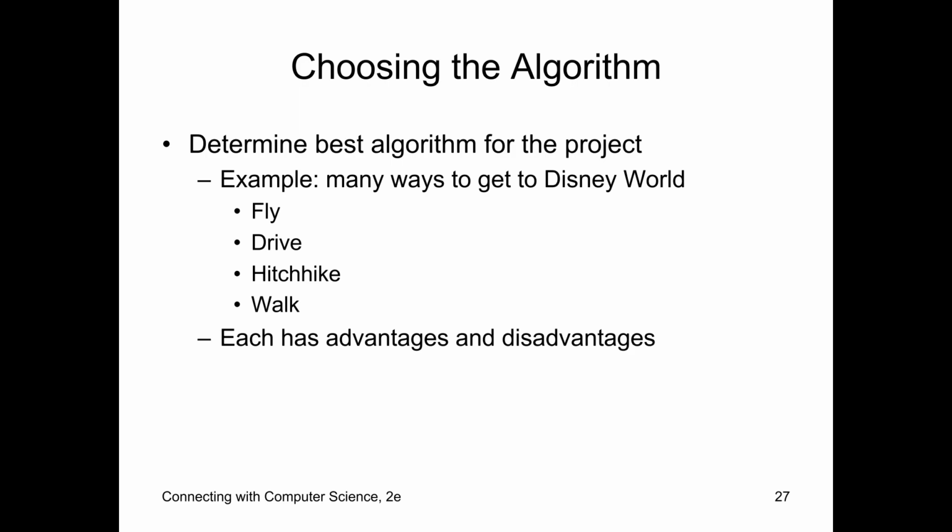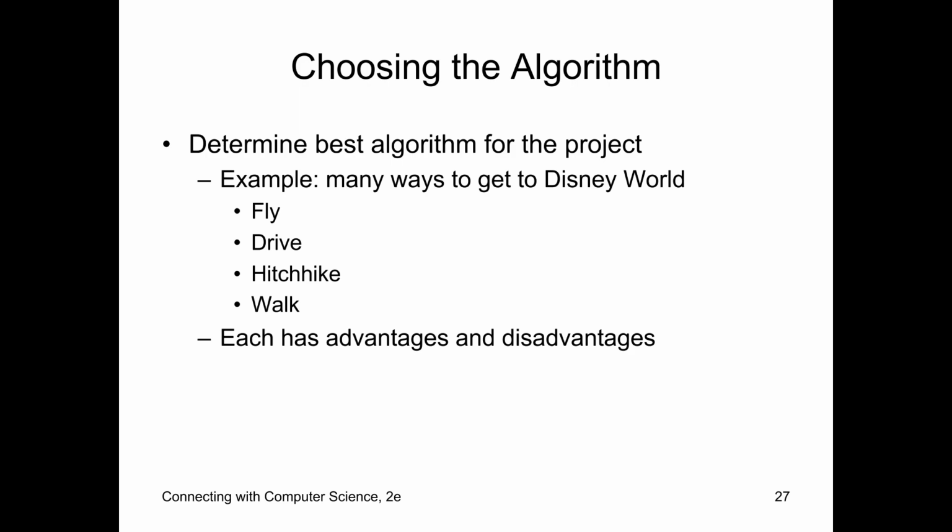So they use this example here, how to get to Disney World, and this is only 4 of them. Fly, drive, hitchhike, walk. There are other ways that you can get to Disneyland. Each of them has advantages and disadvantages. The algorithm that you decide to use will come based on experience, or there might be an algorithm that's already defined for you that you have to use. But a lot of times, you're going to say, well, how do you want to get to Disney World? Well, I want to fly. Okay, so flying's the best way to get to Disney World.